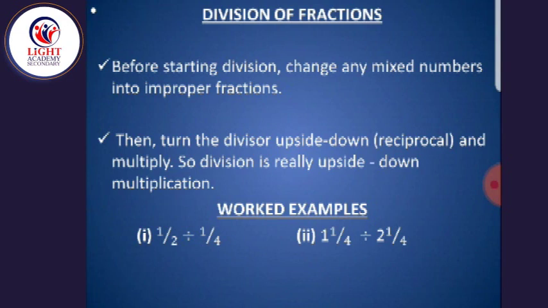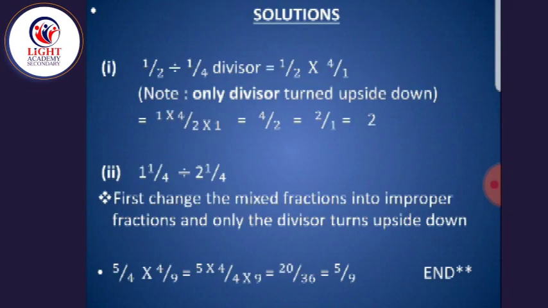Okay, we proceed to step 3. Multiply the first fraction by the reciprocal of the divisor fraction, and then simplify the resulting fraction where possible. As we move ahead, we are going to look at some worked examples, and we shall start with Roman 1, a half divided by a quarter.